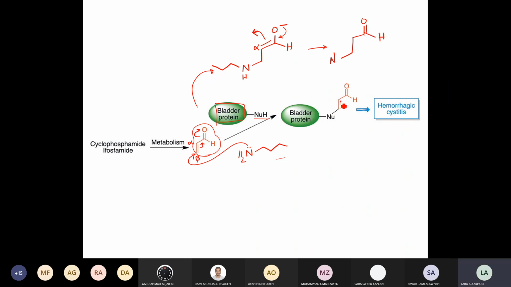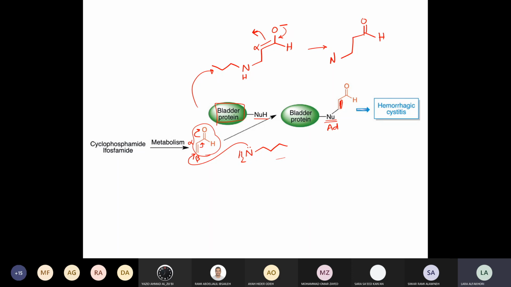Sorry, change the structure: remove this double bond. When nucleophilic addition happens on Michael acceptors, or alpha, beta unsaturated aldehydes or ketones, the bond between the alpha and beta carbons is broken because this is an addition reaction. It's not a substitution reaction. It's an addition reaction. What we need to understand is that such an interaction between acrolein and the nucleophilic residues in bladder proteins is the reason for the nephrotoxicity associated with them.